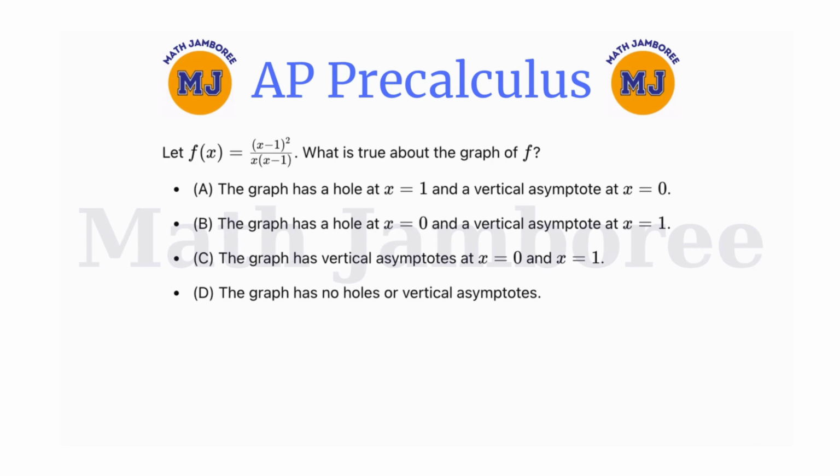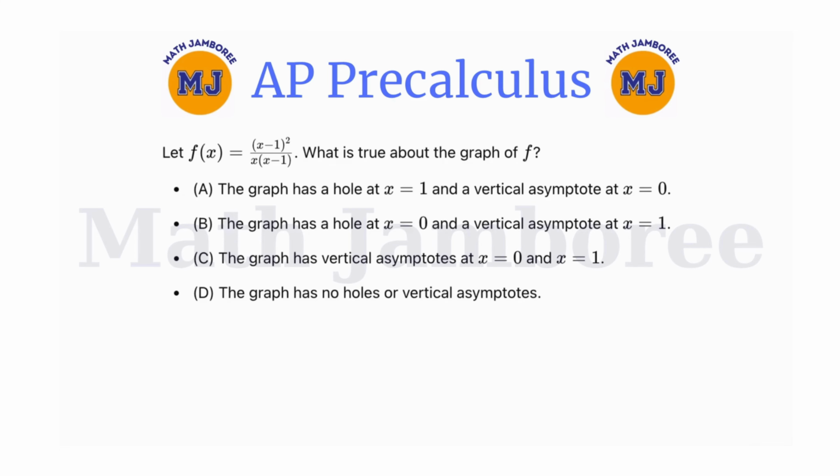A, the graph has a hole at x equals 1 and a vertical asymptote at x equals 0. B, the graph has a hole at x equals 0 and a vertical asymptote at x equals 1. C, the graph has a vertical asymptote at x equals 0 and x equals 1. D, the graph has no holes or vertical asymptotes.